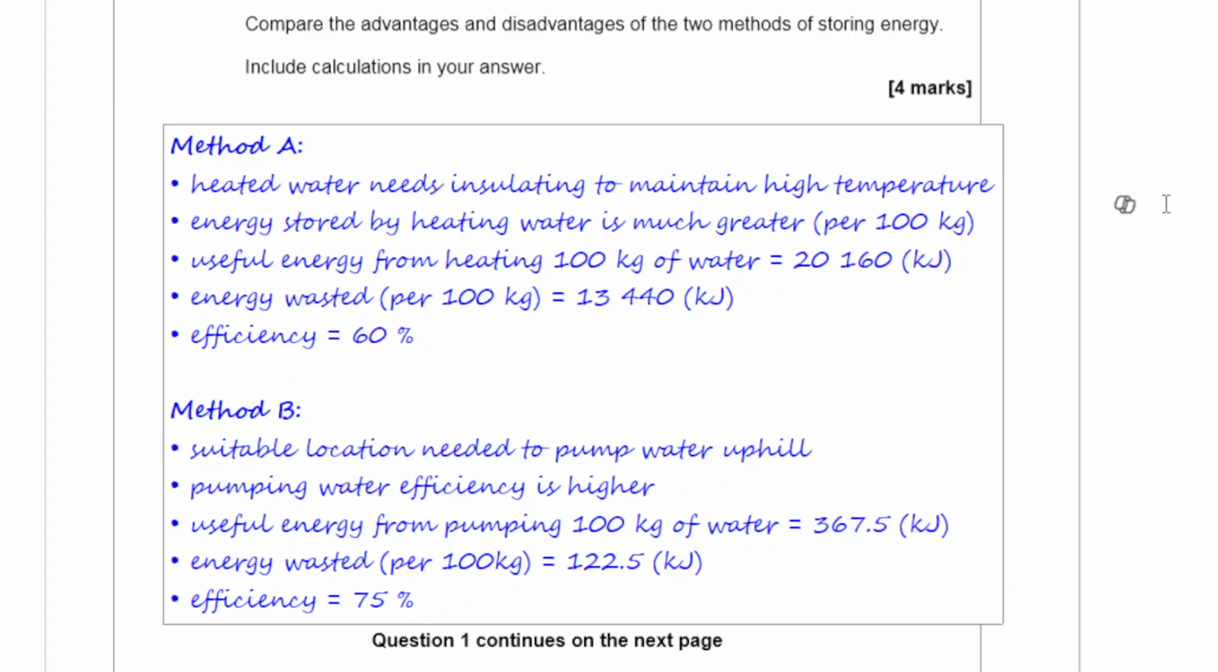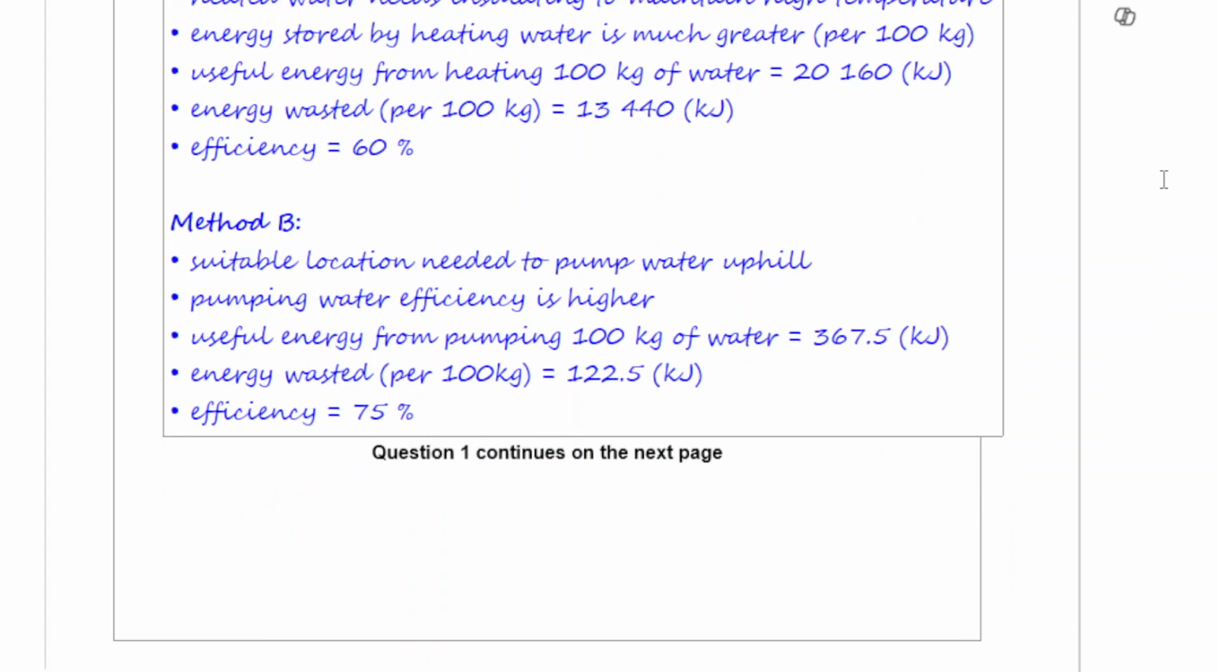Method A, heated water needs insulating to maintain high temperature. Energy stored by heating water is much greater per kilogram, 100 kilogram. Useful energy from heating water equals 20,160. That's 60% of the 33,600. Wasted energy per kilogram is 13,440 kilojoules. Efficiency is just 60%.